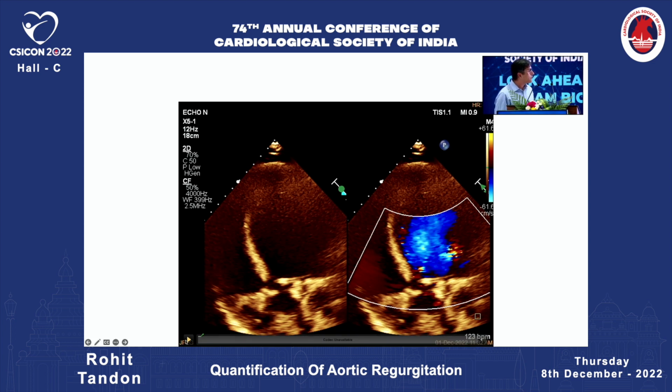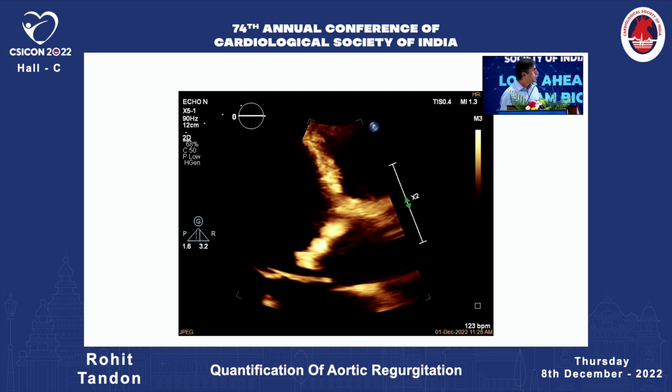So this is one example we had 5 days back. Young patient having 5 months of fever and came with acute onset dyspnea. So we did a transthoracic echo in the emergency, and what we found was that transthoracic echo was unable to get the jet.